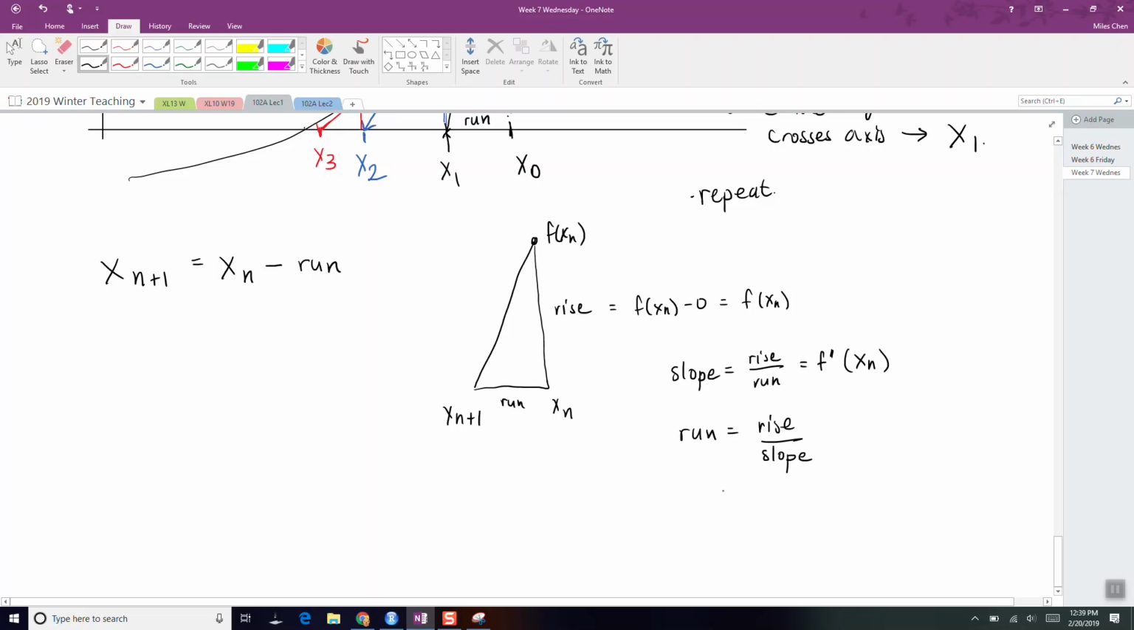My slope is equal to rise over run. If I solve for the run, this gives me the rise, which I know to be f of xn, divided by the slope, f prime of xn. So the algorithm boils down to this: the next iteration, xn plus 1, is equal to our current value minus whatever the run was, which is f of xn divided by f prime of xn.